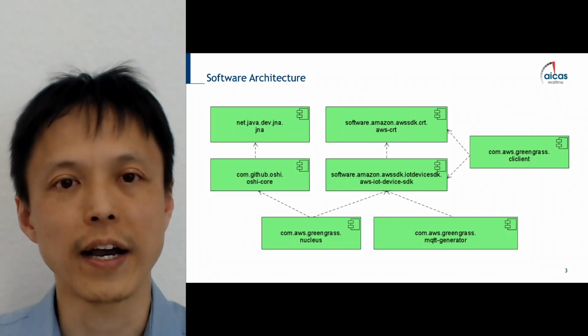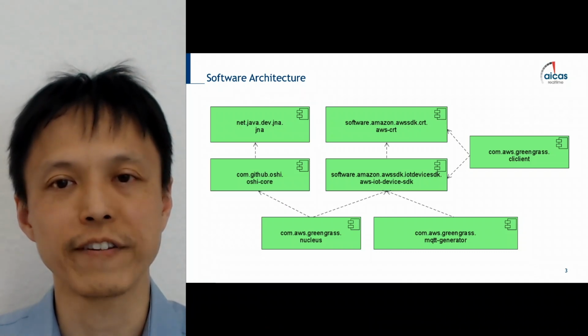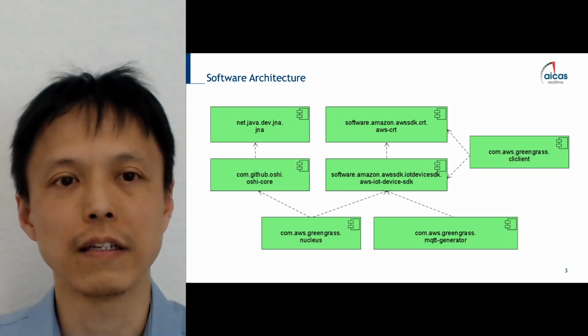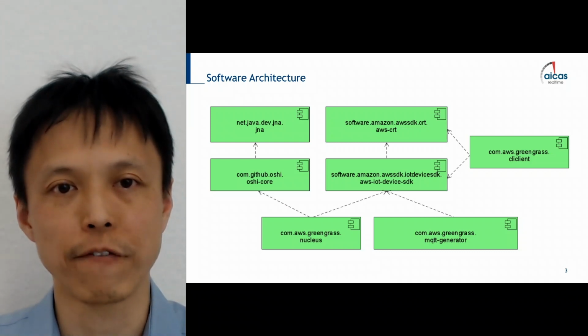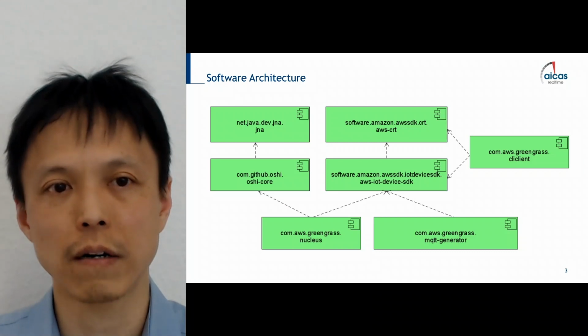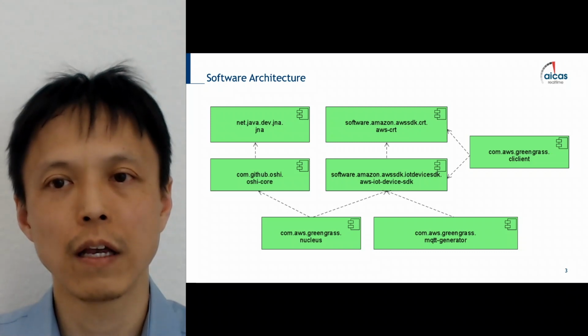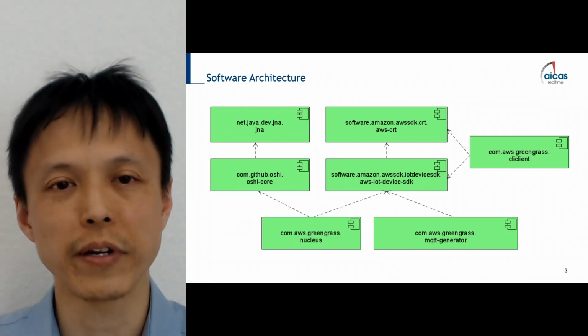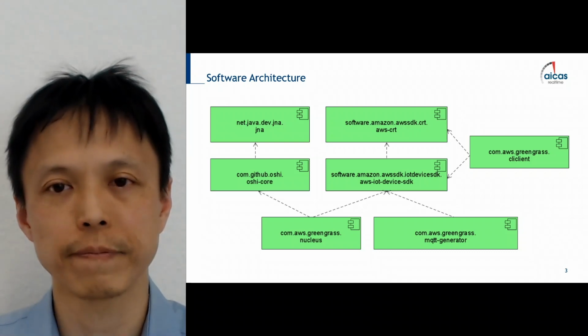AWS Greengrass provides native porting layers for different operating systems and CPU architectures. In this demo, we extended the support to the Linux RISC-V platform. In this diagram, we show the components we extended. Two major parts are the AWS Java Common Runtime and the JNA support for the OSHI. In addition, we created an MQTT generator, which generates simulated vehicle data to be used by the AWS Location Service. So now let's get started.